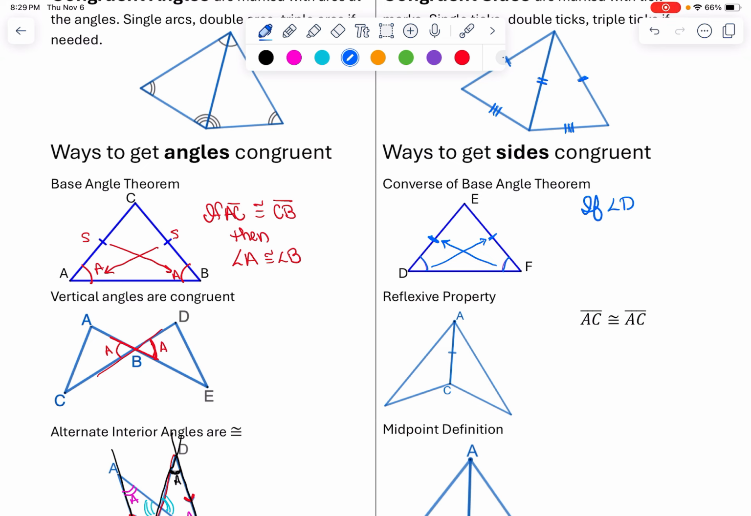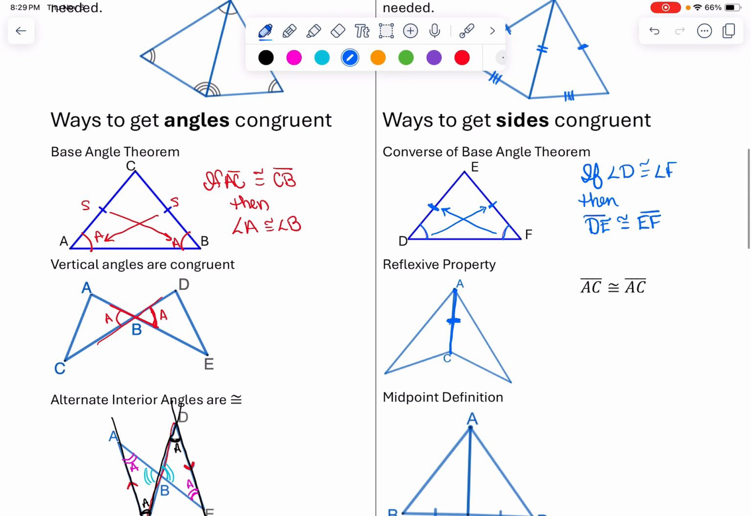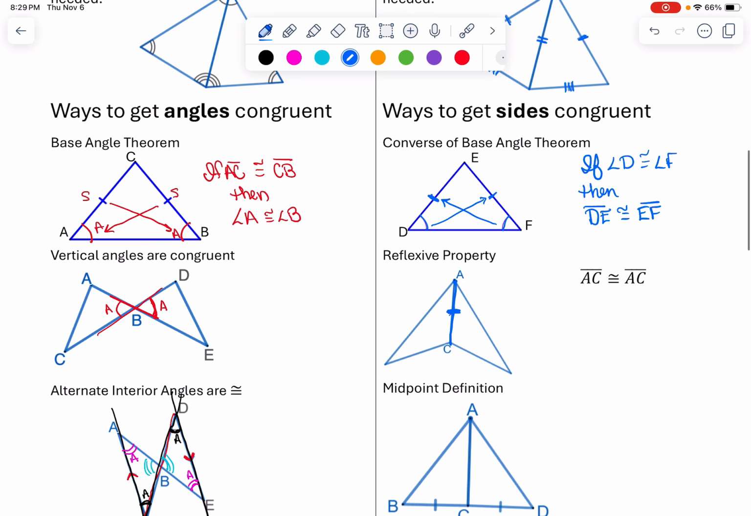If angle D is congruent to angle F, then segment DE must be congruent to segment EF. The reflexive property says that if one side is in both triangles, it must be congruent to itself. Like a reflection in the mirror, you see yourself in the mirror. Segment AC is in both triangles, so segment AC is congruent to segment AC.